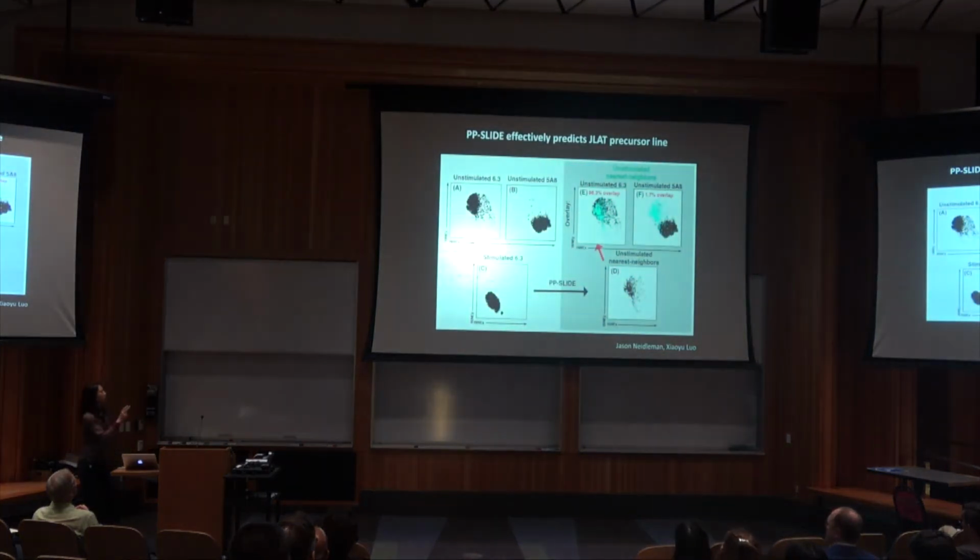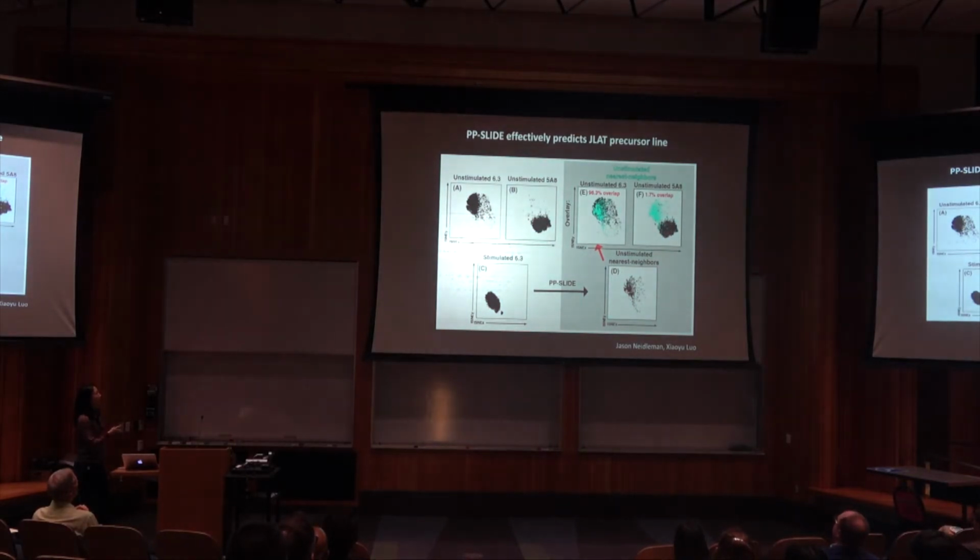The results are shown in the form of tSNE. First I show the tSNE corresponding to the unstimulated 6.3 and the unstimulated 5A8. And what you'll notice is that they are in distinct regions of the tSNE plot, demonstrating that these clonal lines of JLATs are indeed phenotypically distinct. Down here, I show the tSNE corresponding to the stimulated 6.3, and you'll notice that it's in a third region of the tSNE, demonstrating that indeed stimulation will change the phenotype of these cells.